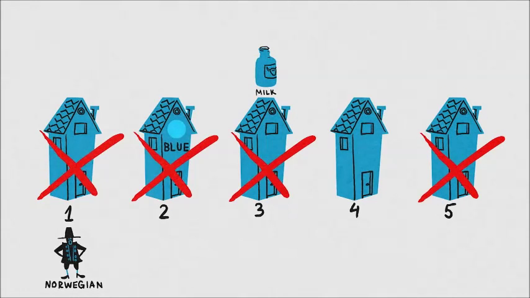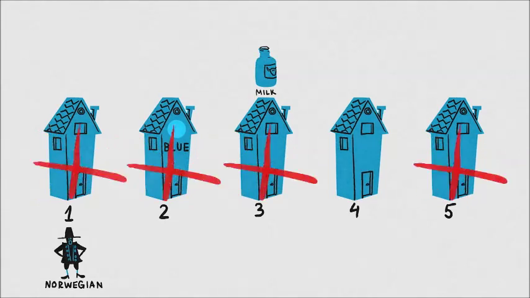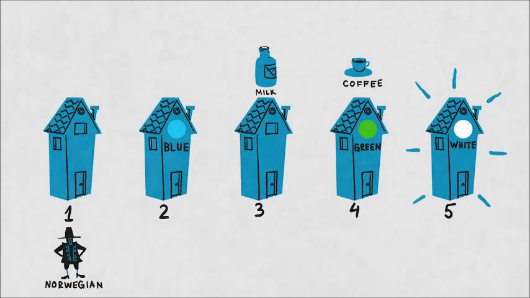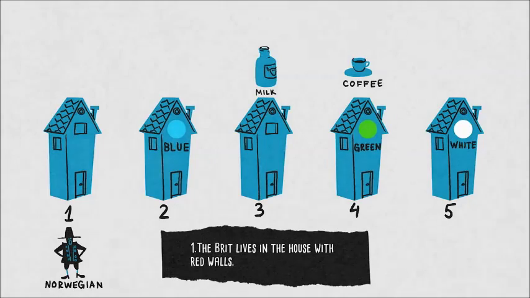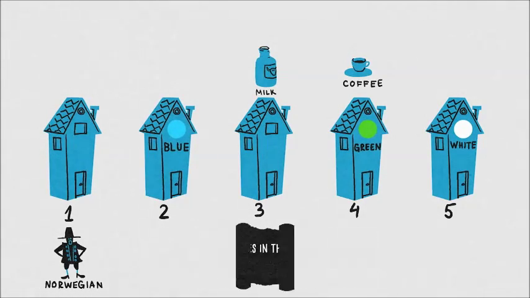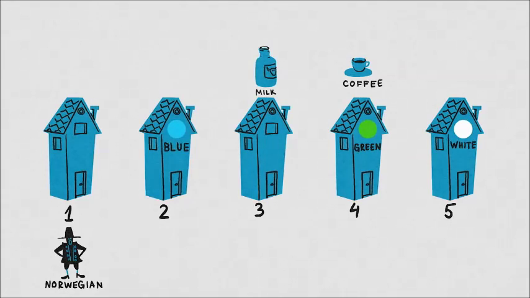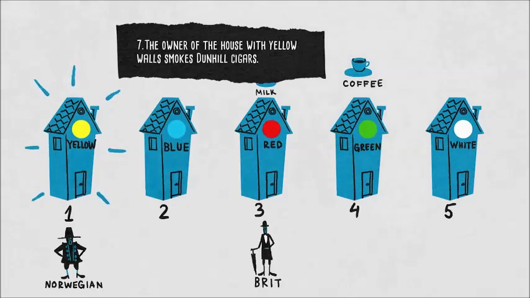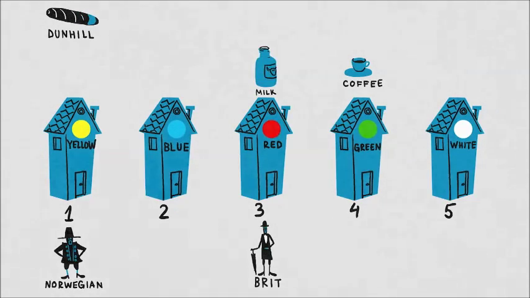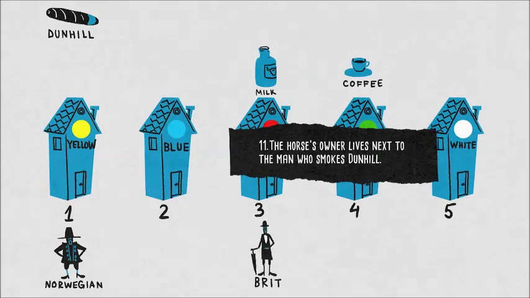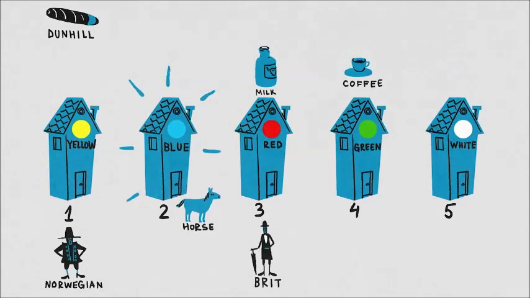The only place left for the green-walled house with the coffee drinker is the 4th spot, meaning the white-walled house is the 5th. Clue 1 gives you a nationality and a color. Since the only column missing both these values is the center one, this must be the Brits' red-walled home. Now that the only unassigned wall color is yellow, this must be applied to the first house, where clue 7 says the Dunhill smoker lives. And clue 11 tells you that the owner of the horse is next door, which can only be the second house.